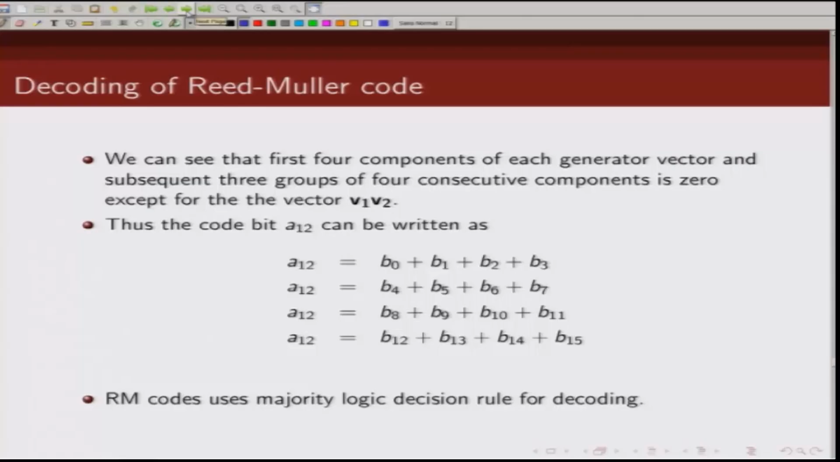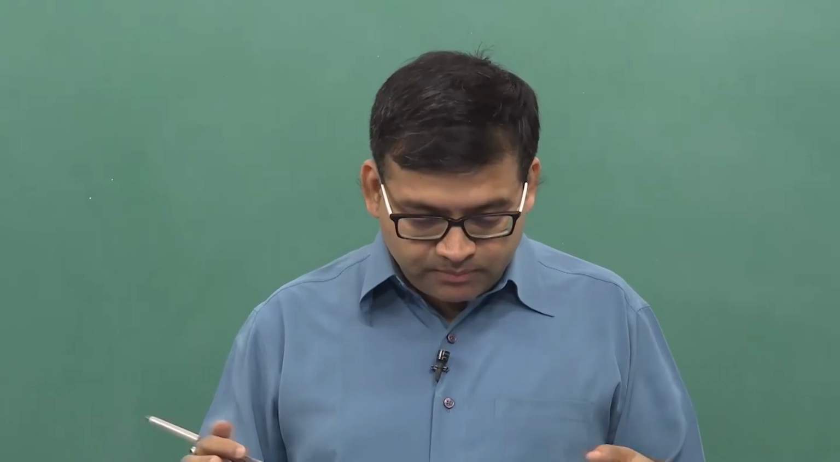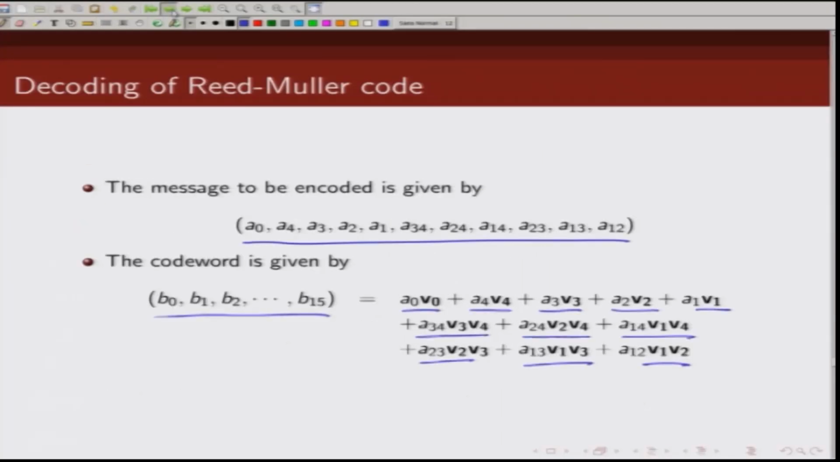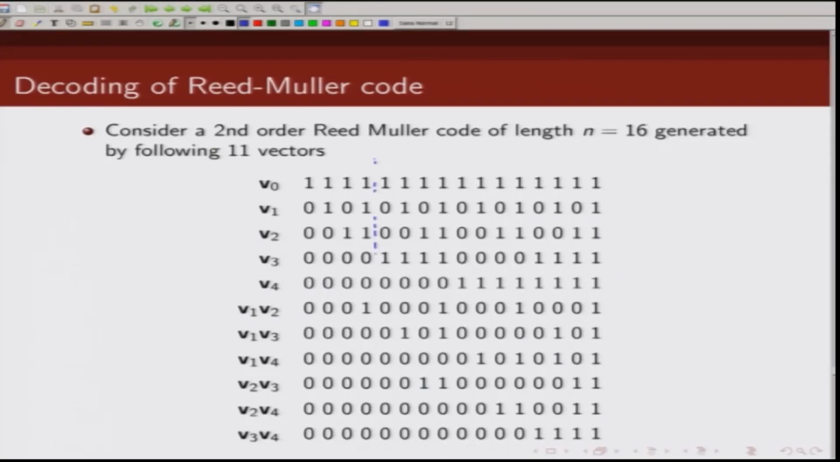Now, we will spend some time looking at the generator matrix and we will use some observations from the generator matrix to decode our code. So, what are these observations? First thing we will see, if we look at the first 4 components of each generator vector and the subsequent 3 groups of 4 consecutive components, they are 0 except for vectors V1, V2. What do I mean by that? Let us look at this group of 4.